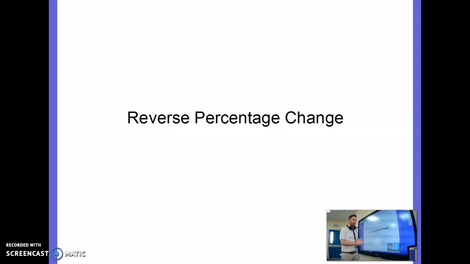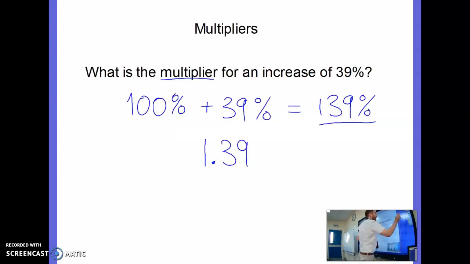Hello everybody, welcome to reverse percentage change. We're going to have a look at this topic. It is quite a tricky topic. In order to access this, you are going to need to know what multipliers are. So I'm just going to very quickly go through it. If not, then you're going to need to go and find out a little bit about that.